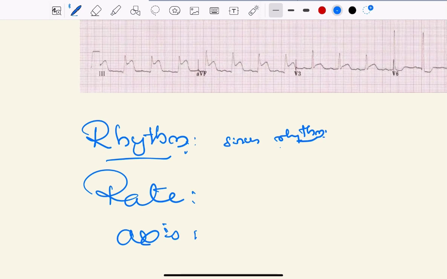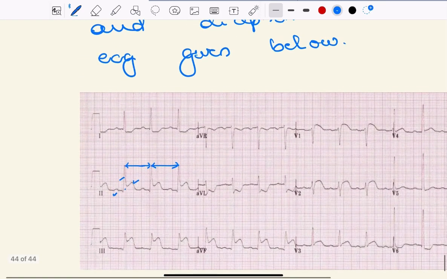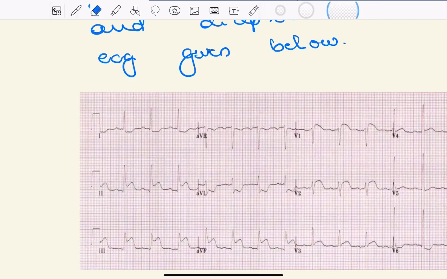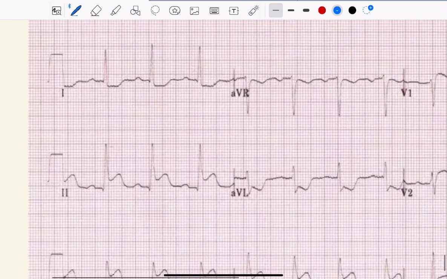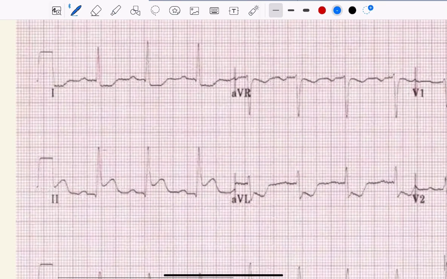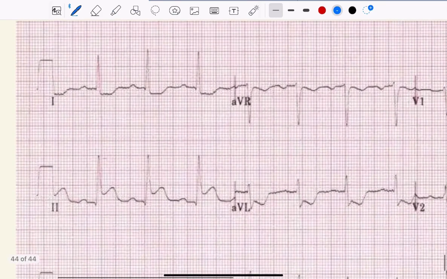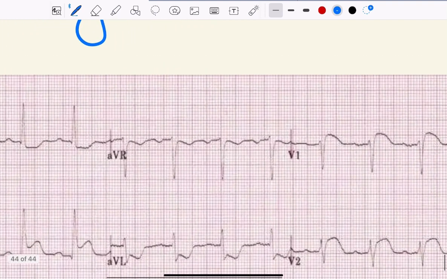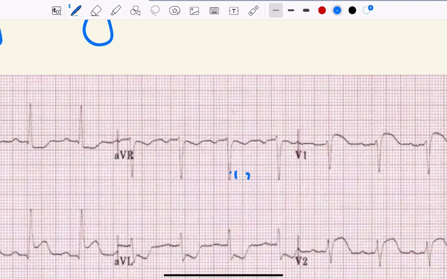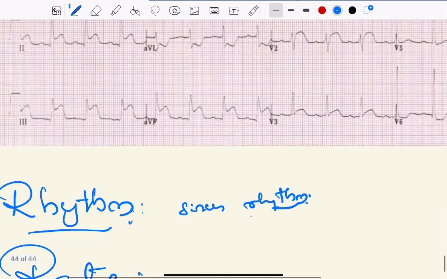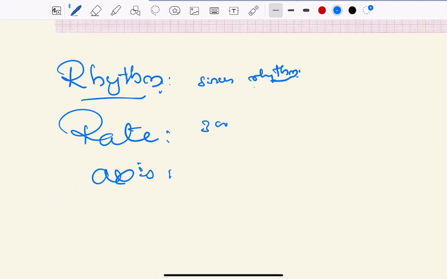After knowing the rhythm, you have to calculate the rate. Since it is a regular rhythm, we calculate the rate by 300 divided by the number of large boxes between two R waves. So here, how many boxes are there? Let's see. 1, 2, 3, 3.5. So 3.5 boxes are there. 300 divided by 3.5 comes to around 85, 86. So 85 beats per minute.